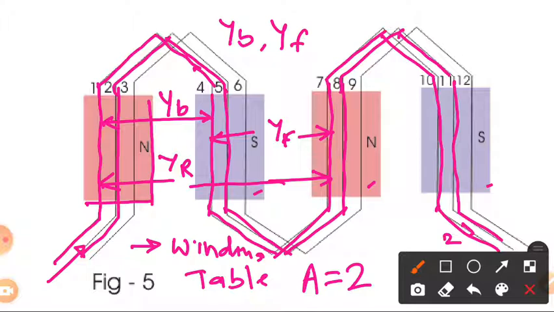That's why this type of winding is generally used for high voltage and low current. Generally it is used where we require high voltage with low current, then we can use this type of wave winding. Only two parallel paths are provided between the one positive and negative brush. So these are some simple basics regarding wave winding, dear students.